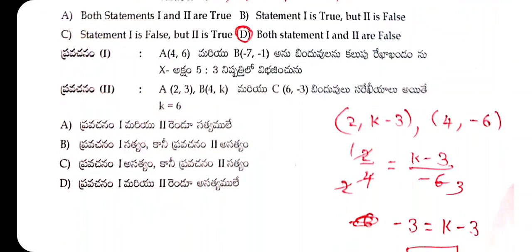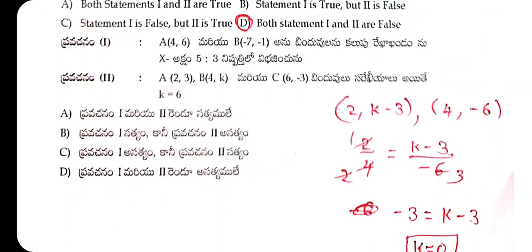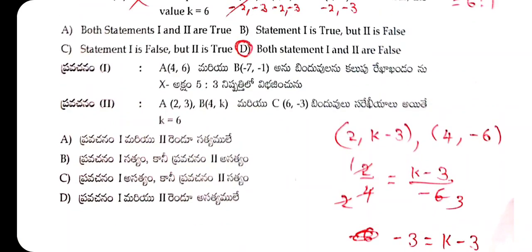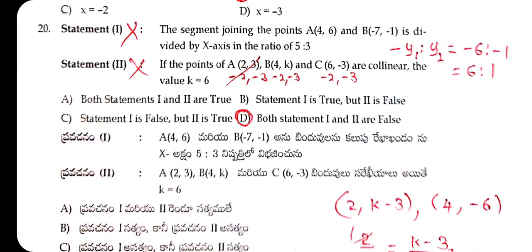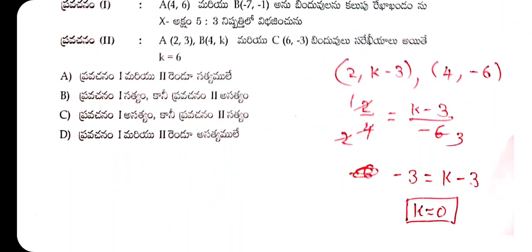Now I am using the formula x1 by x2 is equal to y1 by y2. Here 2 by 4 is equal to k minus 3 by minus 6. 2 1s are 2, 2 2s are 4. Again 2 1s are 2, 2 3s are 6. So minus 3 is equal to k minus 3. Again minus 3 will get cancelled, k is equal to 0. But they have given k is equal to 6. So both are wrong. Option D.